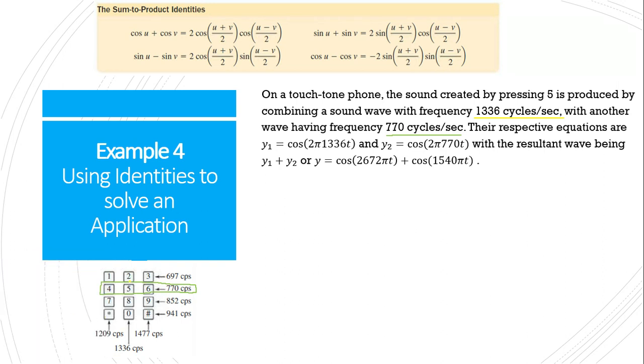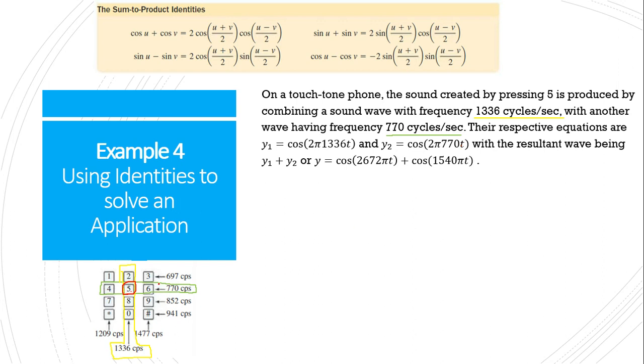But additionally, everything in the second column right here has 1,336 cycles per second. And number 5 happens to fall right smack dab in the middle. So since it's overlapping these two, when you press the number 5 right here, that sound is produced by combining a 1336 cycle per second frequency wave with a 770 cycle per second frequency wave. So the equations would be cosine of 2 pi of 1336t and cosine of 2 pi 770t for each wave.